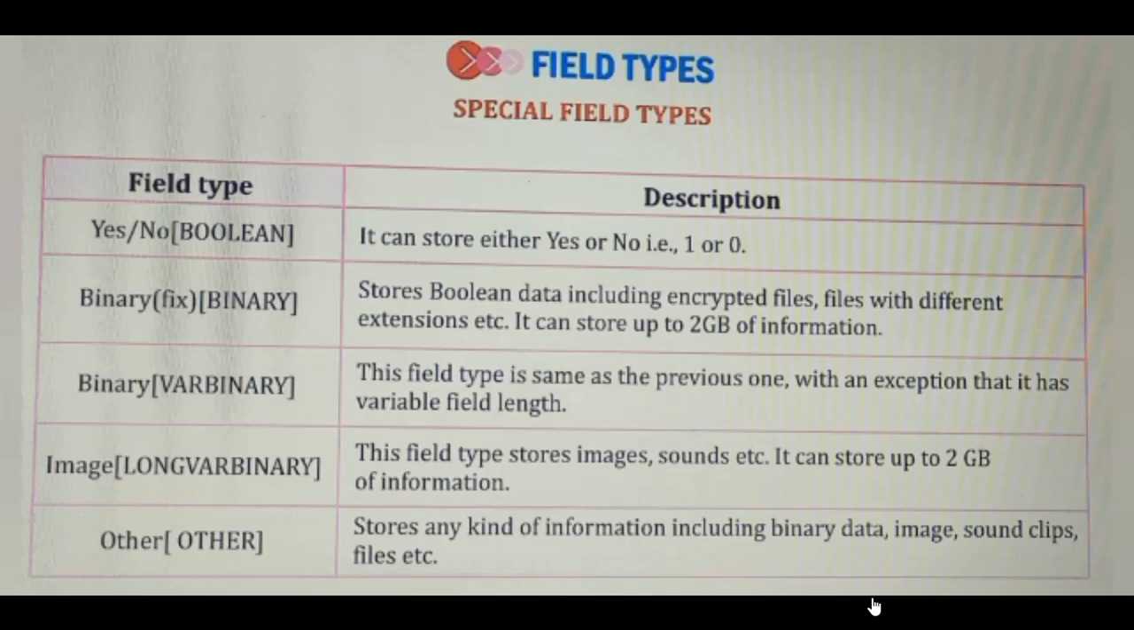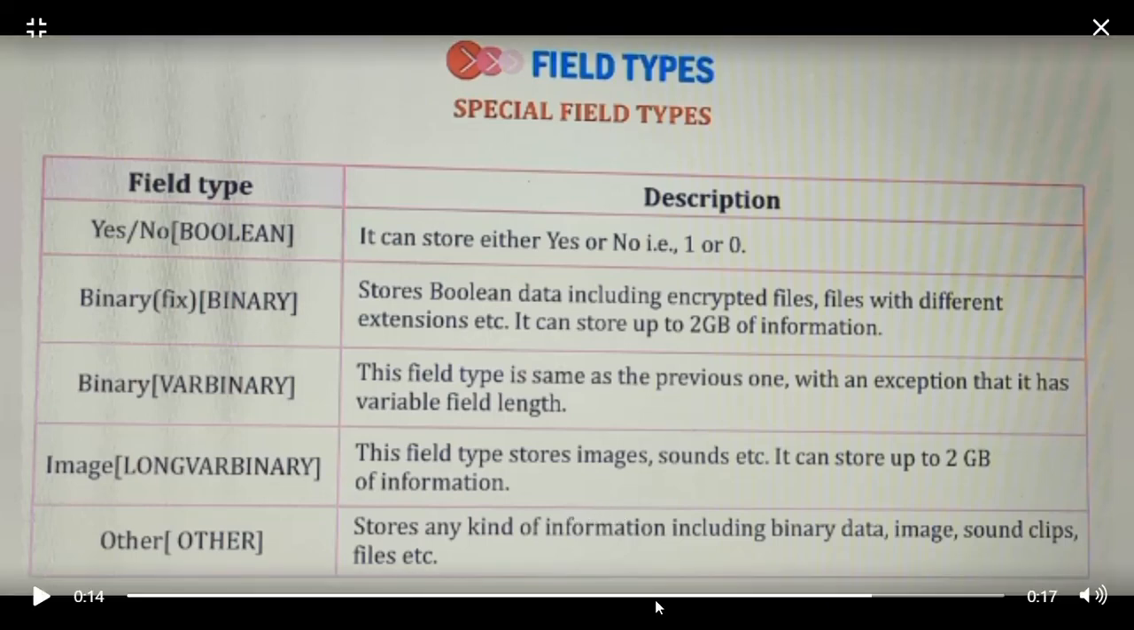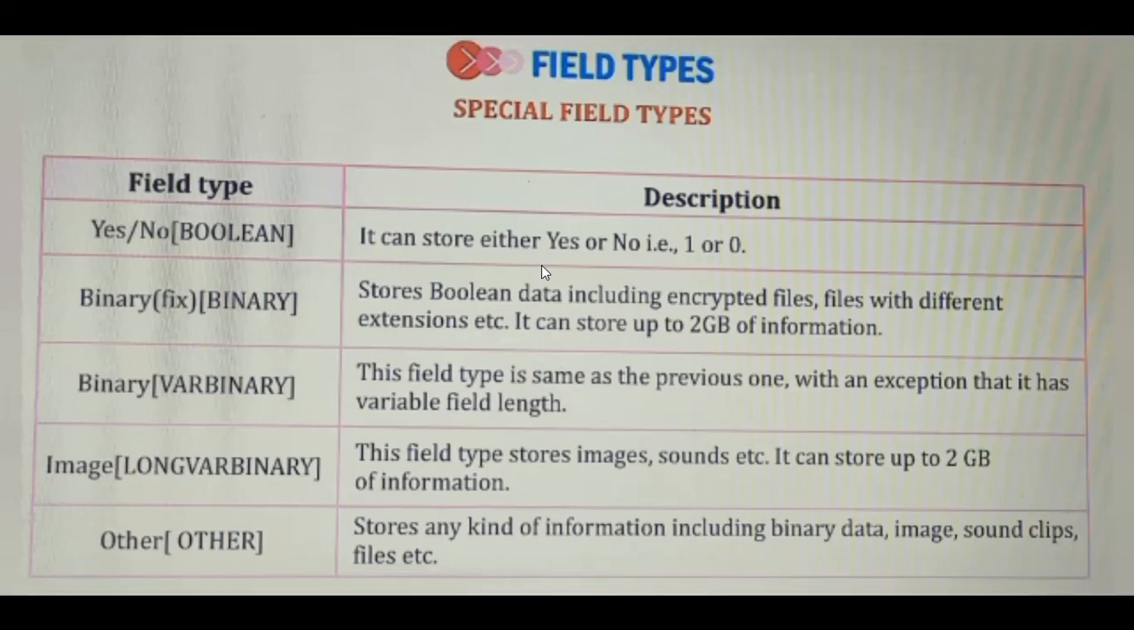Special field type contains special types of data, like when we have to feed a yes or no value, or we want to store some image or binary value, something like this. Special type of data. So in this, the first type is yes or no. Either you have to store your data as yes or no, that is 1 or 0.